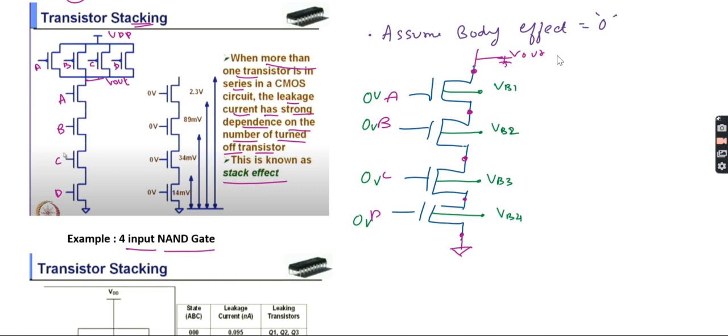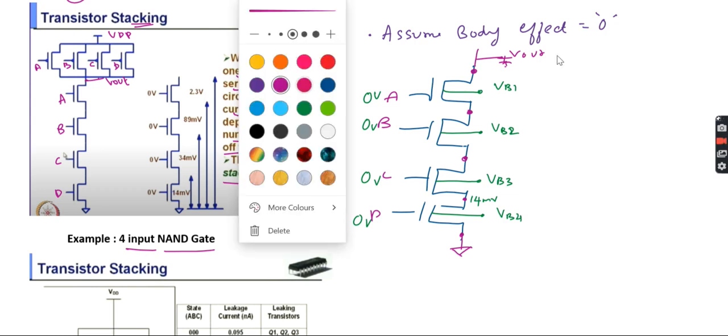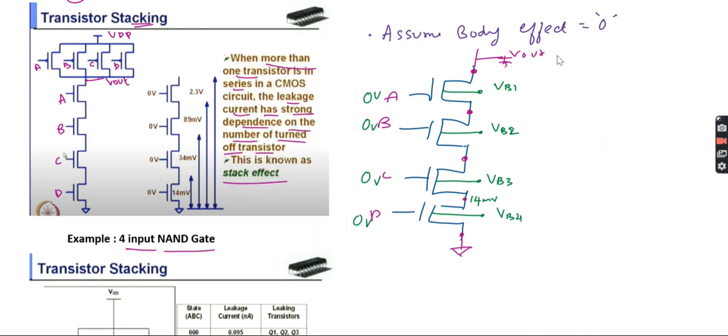But what is the voltage I'll get at this point? We need to know. At this point, I'm having the voltage as 14 millivolt. At this point, 34 millivolt. At this point, 89 millivolt. At this point, 2.3 millivolt, because it is in the off condition. So if it is in the off condition, you can see this transistor; this is actually the body. The voltage is 2.3, and all these things shown here are voltages at this point.